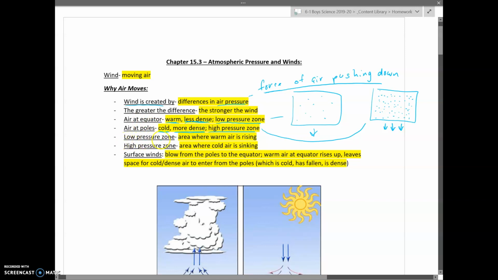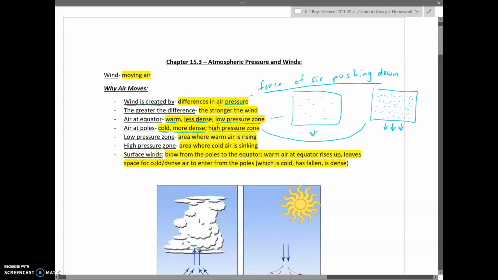A low pressure zone, generally where it's warm, like at the equator, is where warm air is rising, right? If warm air is rising up, it will be pushing down very gently, if at all, on the earth below. And if it's a high pressure zone, like at the North Pole and the South Pole, where it's very cold, cold air will be sinking and applying a lot more pressure down onto the ground.